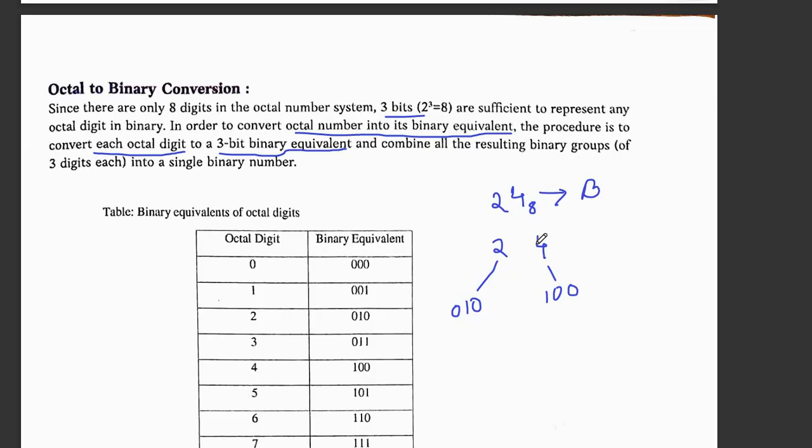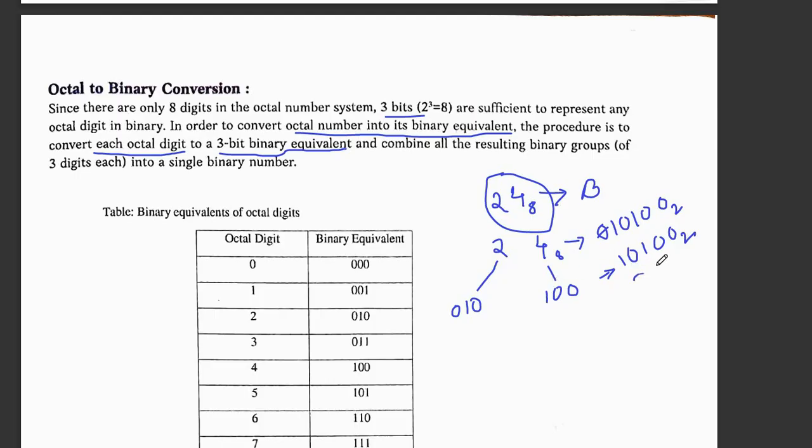Okay, so here the answer for 24 to the base 8, the equivalent binary number will be how much? 0, 1, 0, 1, 0, 0 to the base 2. You can omit this 0. Okay, so you can omit this 0 because on the left side 0 has no value, right?